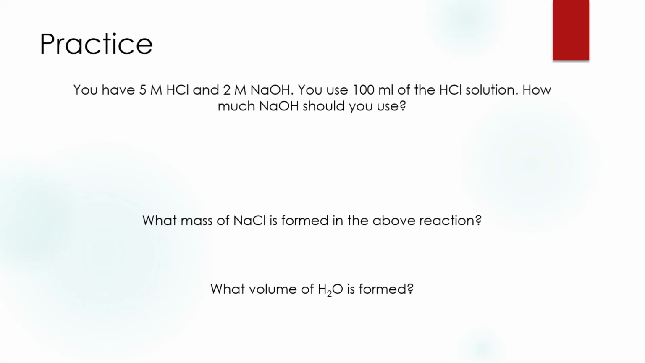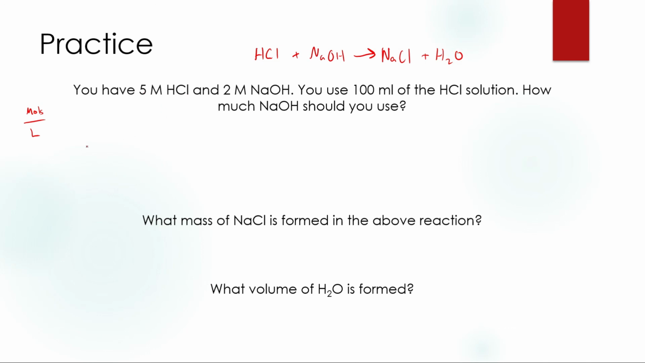Let's try an example. Alright, so this example problem tells us that we have 5 molar HCl and 2 molar NaOH. Now remember that molarity is expressed in moles per liter. We use 100 milliliters of the HCl solution. How much NaOH should we use? Now, this is the same reaction that we did before. So we've got HCl plus NaOH goes to NaCl plus H2O. So in this case, we want to use a 1-to-1 ratio.